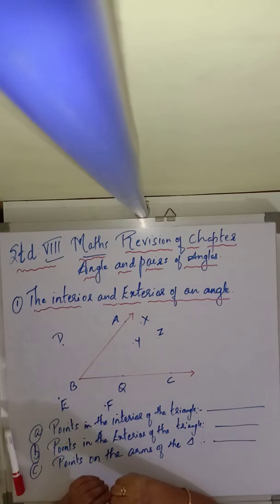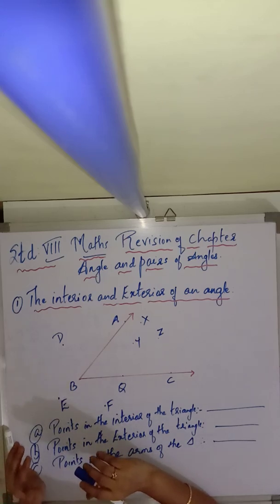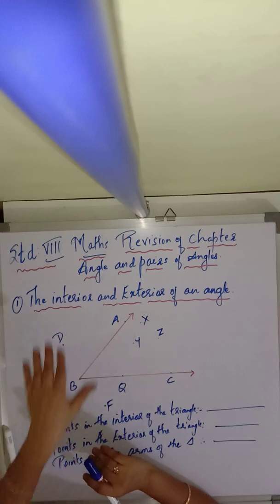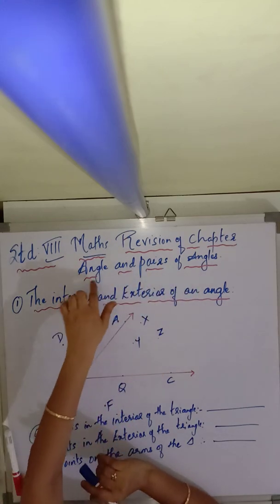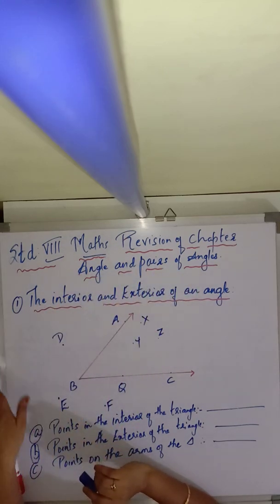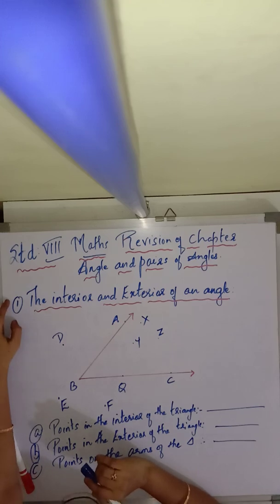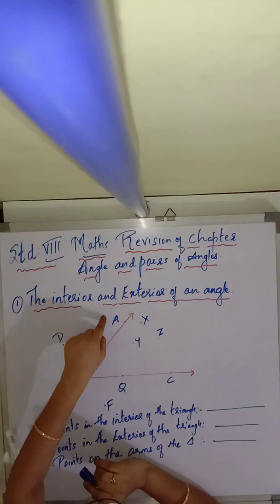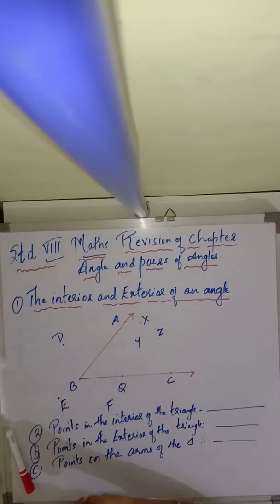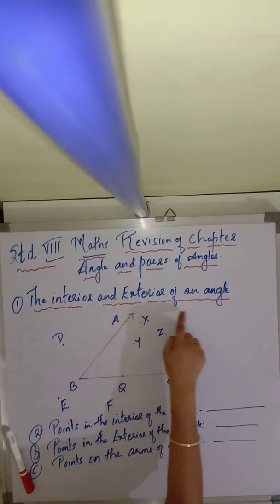Clear children? Okay, so write down today's date. Give the heading: revision of chapter angle and pairs of angles. In that, the first topic we will be learning is the interior and exterior of an angle. Just write down the interior and exterior of an angle.